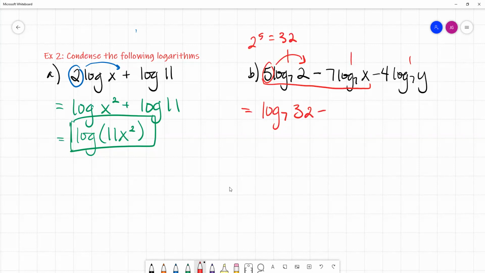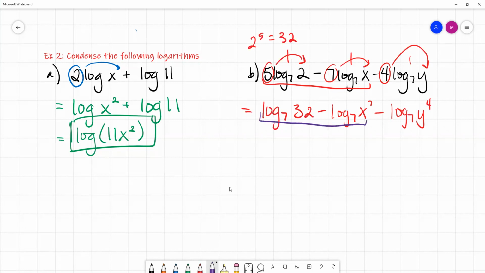minus this 7 will become the power on x. So I get log base 7 of x to the 7th power. And then minus this 4 becomes the power on y. So I get log base 7 of y to the 4th power. Okay, now let's go ahead and work with these first two logs.